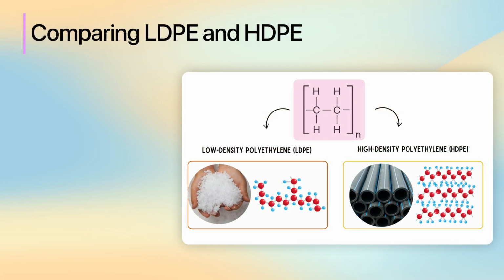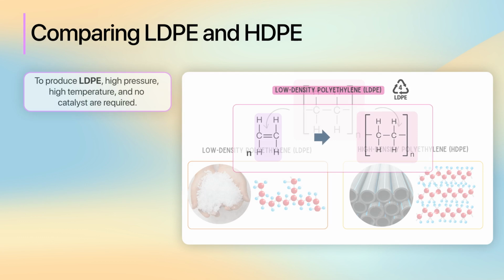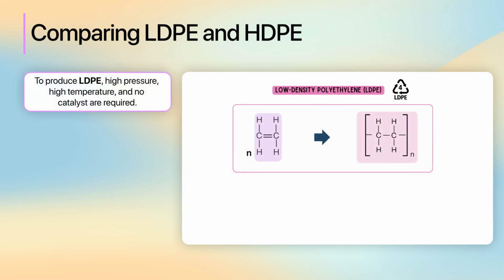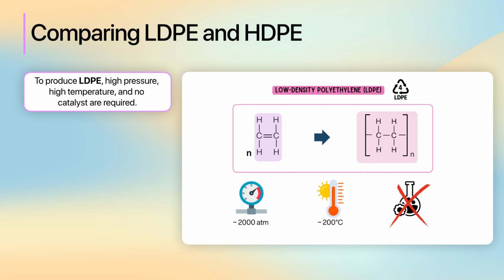Let's split the conditions and resulting products into two categories: LDPE and HDPE. To produce low-density polyethylene, the following conditions are required: high pressure at around 2,000 atmospheres, high temperature at approximately 200 degrees Celsius, and no catalyst.